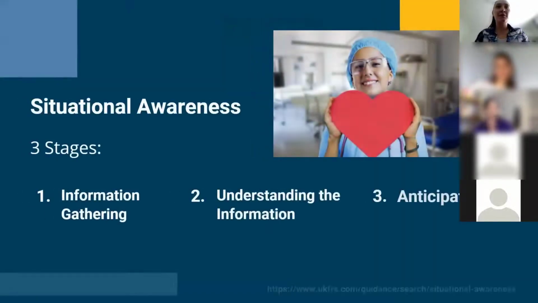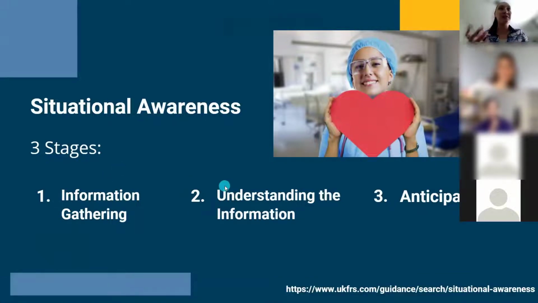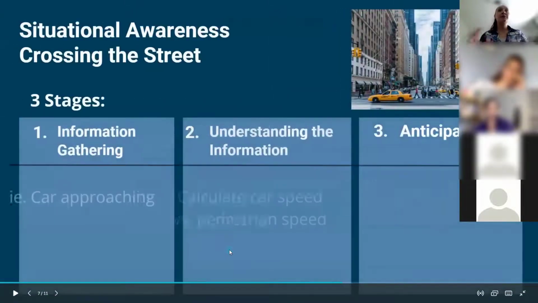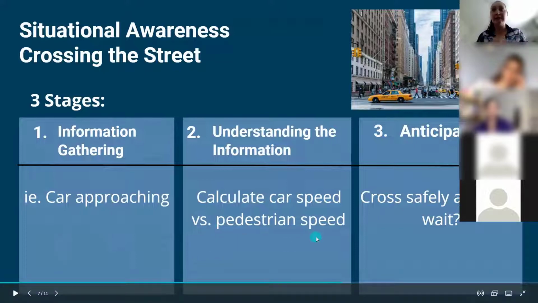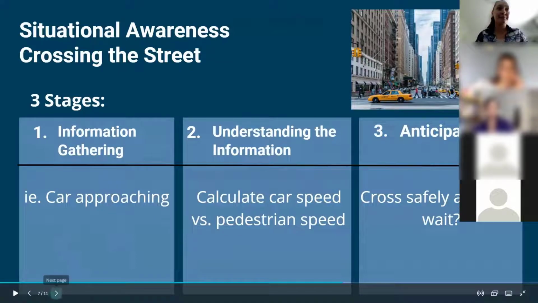So zipping through, there were 3 stages: information gathering, understanding the information, and anticipation, which is basically what you naturally do every day for situational awareness. It's just breaking it down. So if we're breaking it down even more with examples, if you're information gathering, the car is approaching. Understanding the information, so you're calculating the car speed versus pedestrian speed. And anticipation: can you cross safely or should we wait?